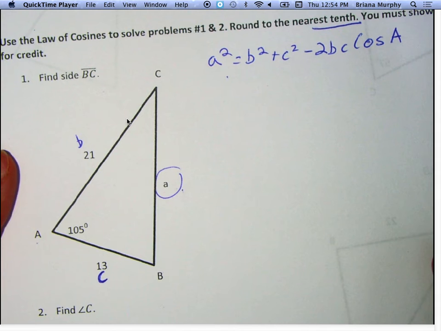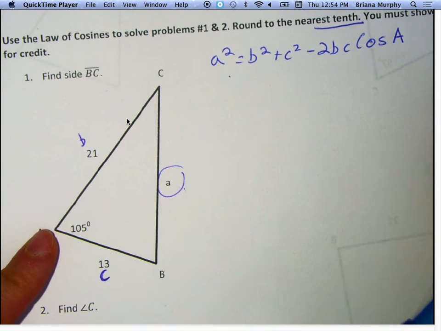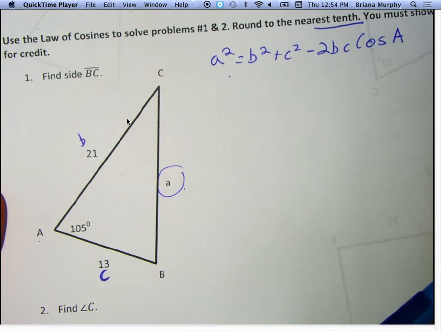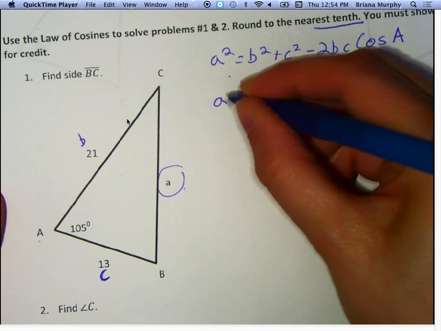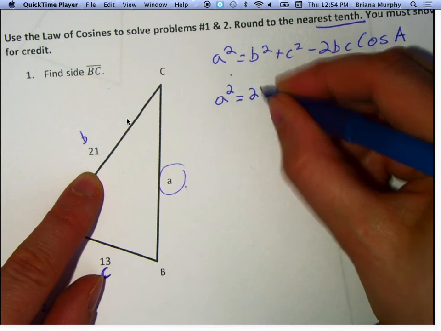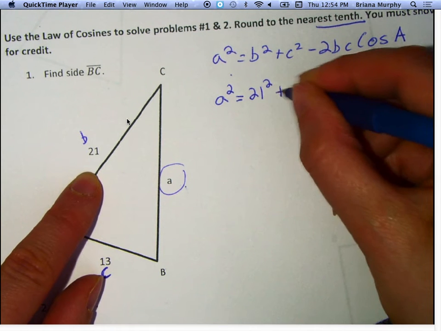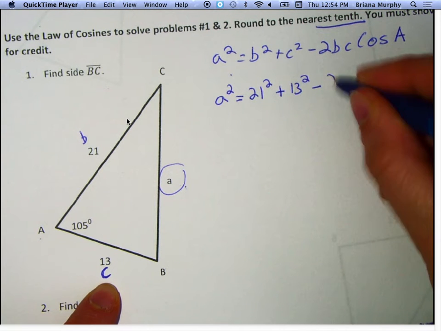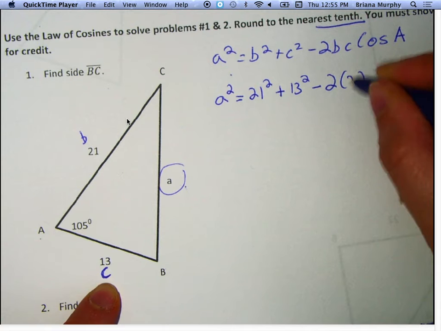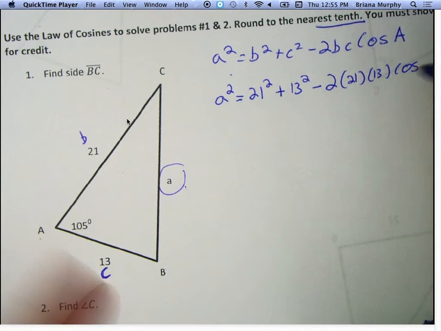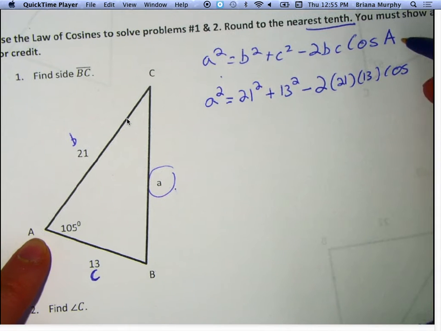So I'm going to plug everything in that I have. I have my whole triangle labeled, and now I'm going to plug it into this equation. I don't know little a, so I'm going to bring it down with the square. I know little b is 21 squared, plus little c is 13 squared, minus 2 times 21 times 13 cosine, and it's a capital A, so that's going to be an angle. I'm going to put 105.